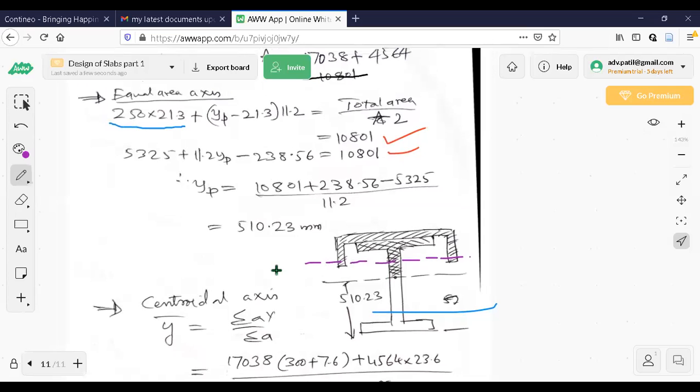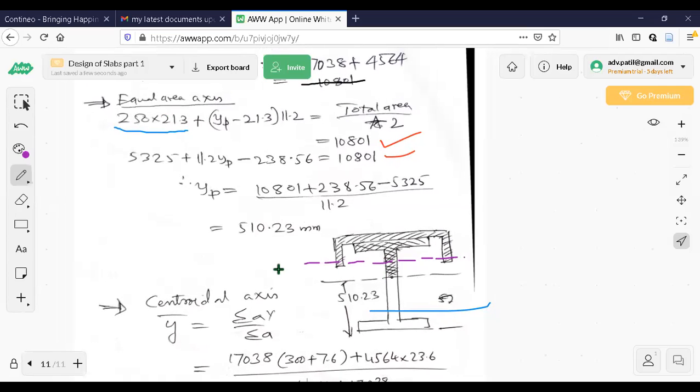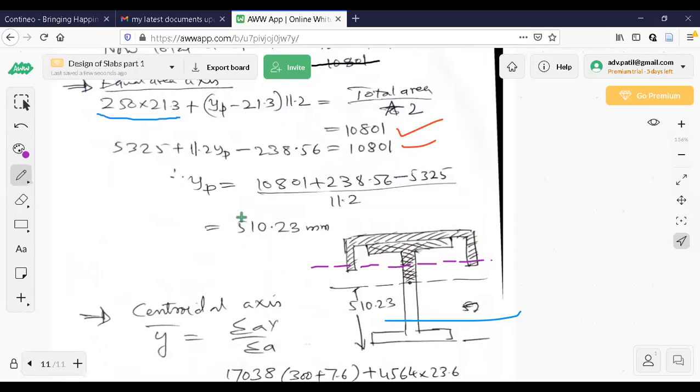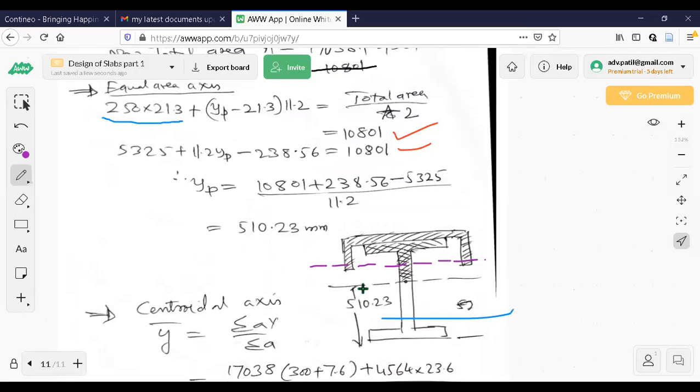In this case, is it below or what? Let us see. How to say that this has not happened? So how to do that? You know that this is 510.23 now, from the bottom it is 510.23. Then you should get this height, exactly touching this line.